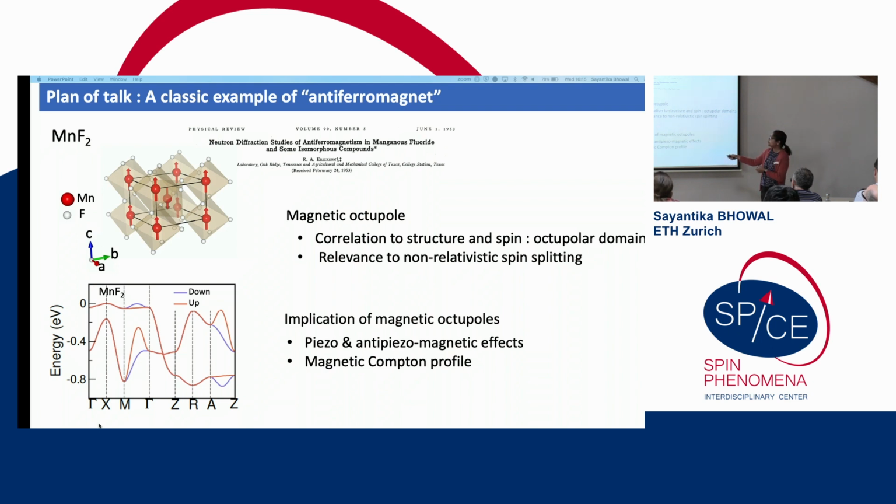And in this talk, I will take the example of MnF2 and try to discuss how the magnetic octupoles behave. So what is the correlation between structure and spin, and how is it related to non-relativistic spin splitting. And then I will discuss the implication of these magnetic octupoles in piezo and anti-piezo magnetic effects, as well as in magnetic Compton scattering effect, which in turn can be used for the direct detection of these magnetic octupoles. So let's start with the magnetic octupoles.